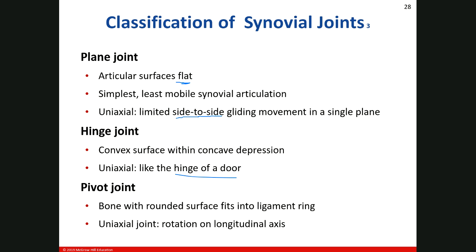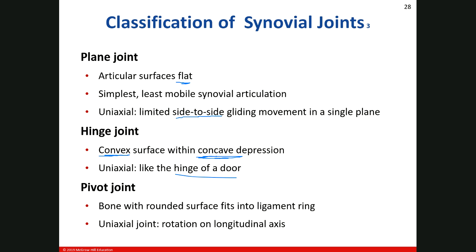You're going to have one surface that's going to be convex, all right? For example, the convex surface for our elbow joint is going to be the trochlea. And then the concave, all right, oh, just flip that. The convex surface will be the trochlea, and the concave depression is going to be the trochlear notch on the ulna, okay? Pivot joint, all right, this we see here in C1 and C2.